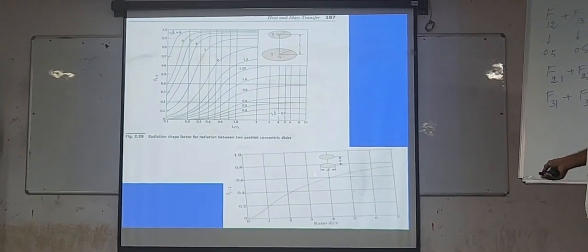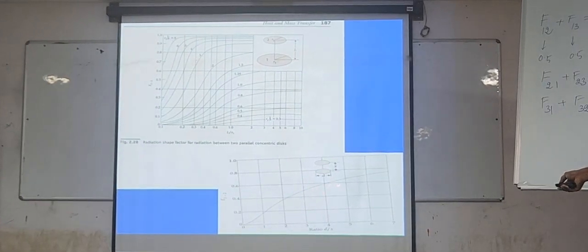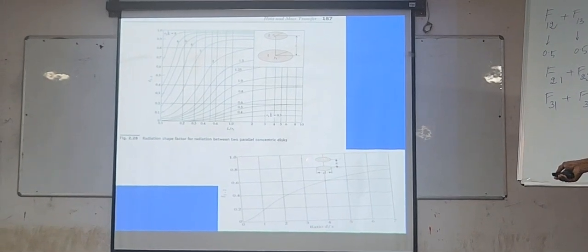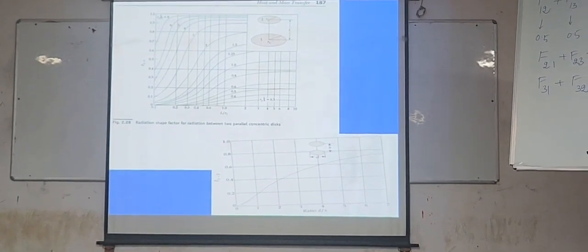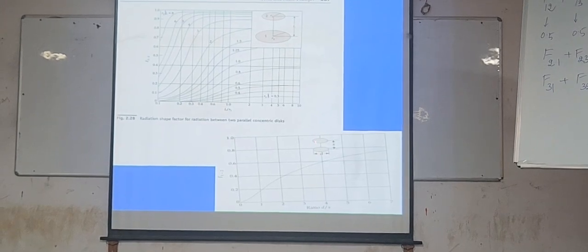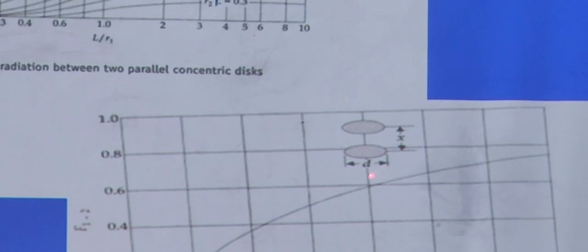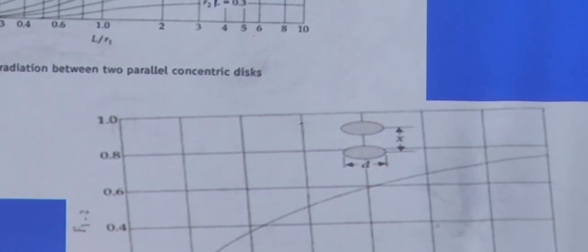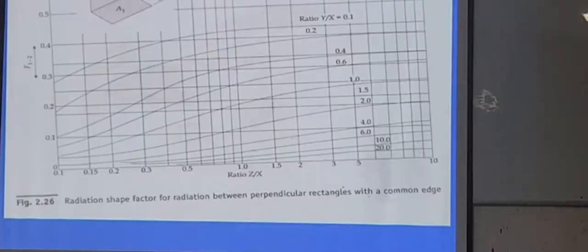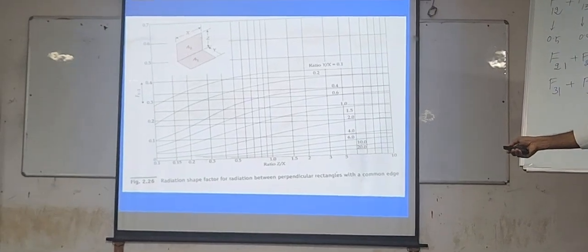Now, another graph that is available is applicable only for discs that are of the same size. The diameter of this and this is the same. And see here, if you know the distance x between the two discs and the diameter of the disc, both discs having the same diameter, you find d by x and then project it onto the y-axis, so you will get the shape factor. So the shape could be anything.